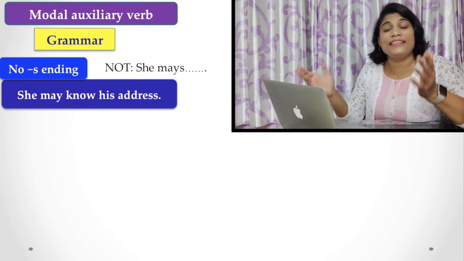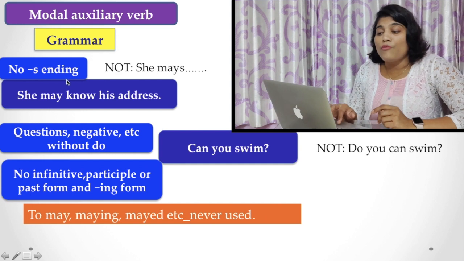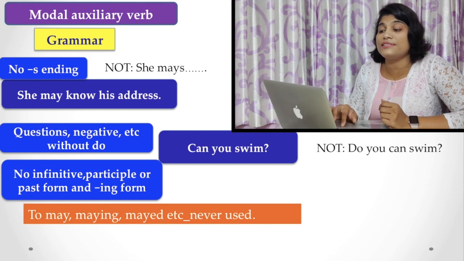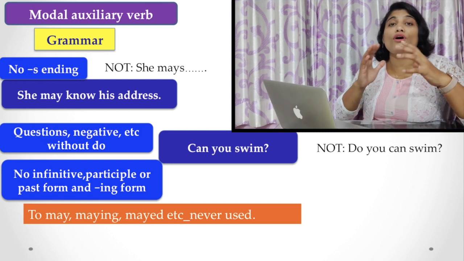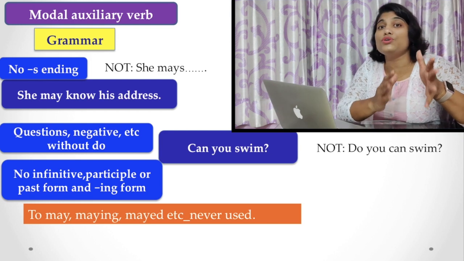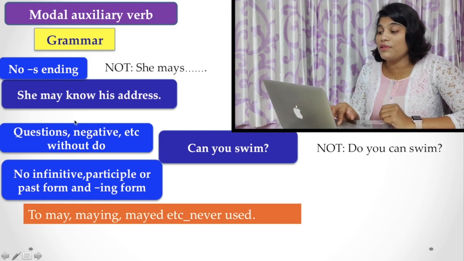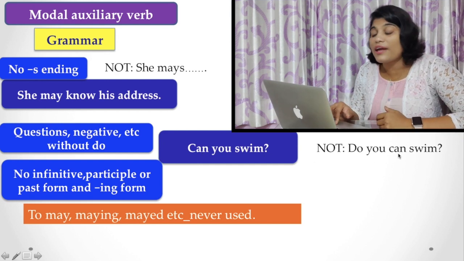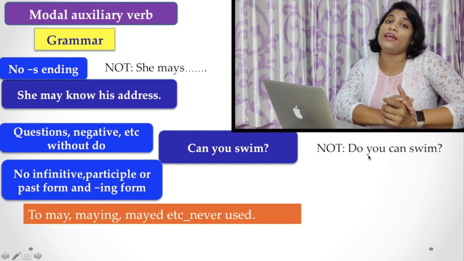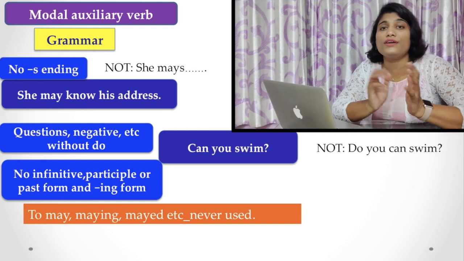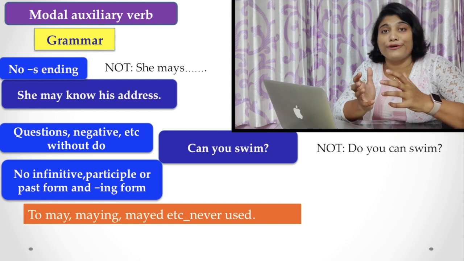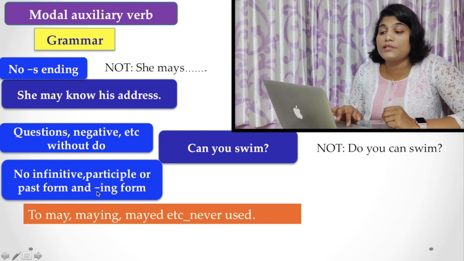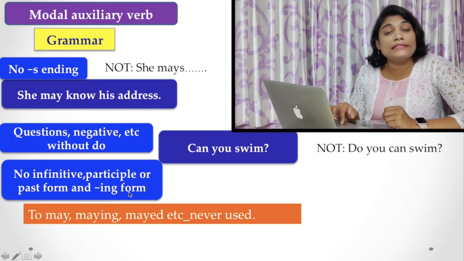We never say that. Now, when we use a modal auxiliary in a sentence, in case of questions, negations, etc., we do not use any other auxiliary like do. For example, we say, can you swim? But you never say, do you can swim? It is not possible. When you are using modal auxiliaries, you do not use the other auxiliary or the do verb to make it a question. And there is no infinitive, participle, or past form and ing forms.